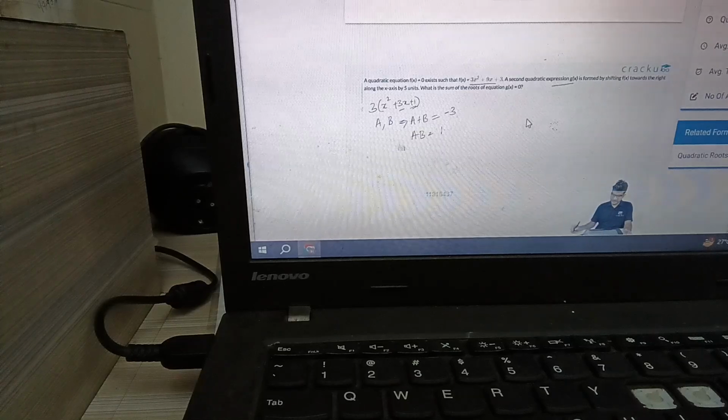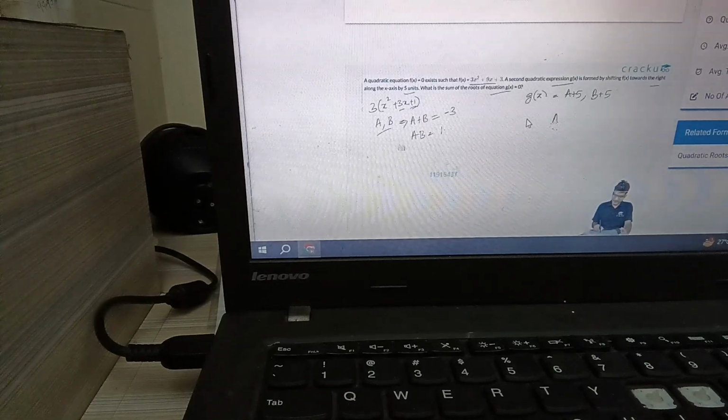A second quadratic equation g of x is formed using both the roots a and b, but by shifting both of them to the right on the x-axis by 5 units. So basically the two roots of g of x are a plus 5 and b plus 5. We are asked to find out the sum of the roots of g of x. What is the sum of the roots of g of x?